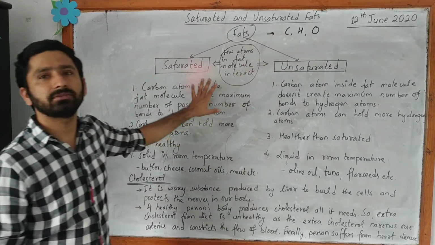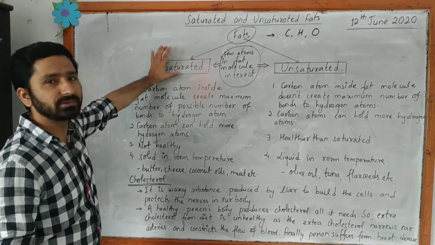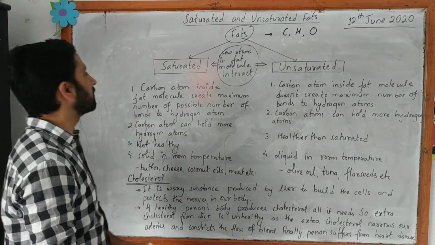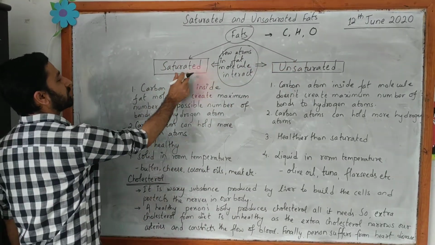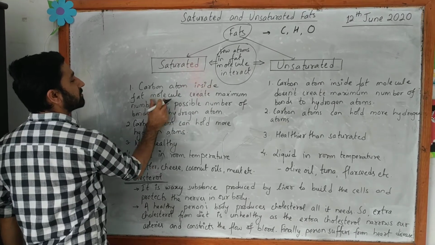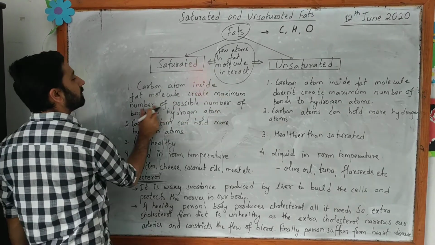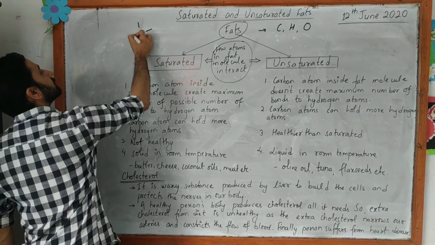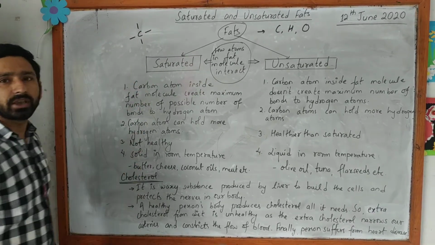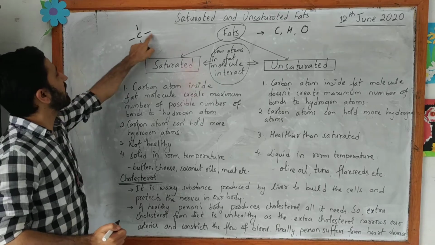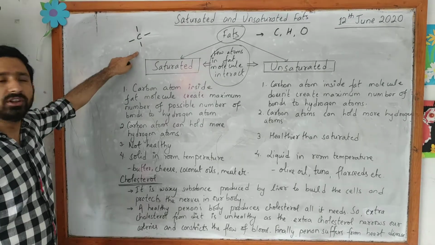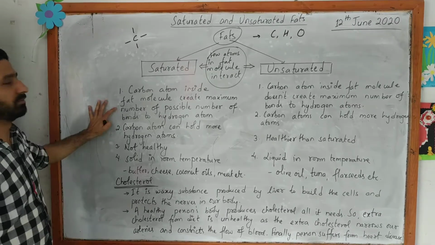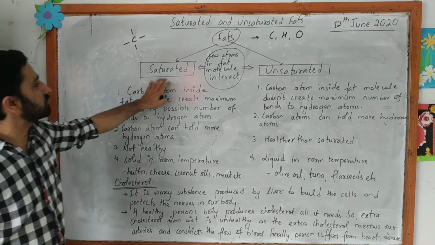On that basis, fats can be classified into two types. The first is saturated, and the second one is unsaturated. Saturated means, let's look here, the carbon atoms inside fat molecules create the maximum number of possible bonds. That means carbon creates 4 bonds around it. All the bonds are fulfilled by hydrogen. There is no more possibility of addition of hydrogen atoms. Then that kind of fat is a saturated fat.